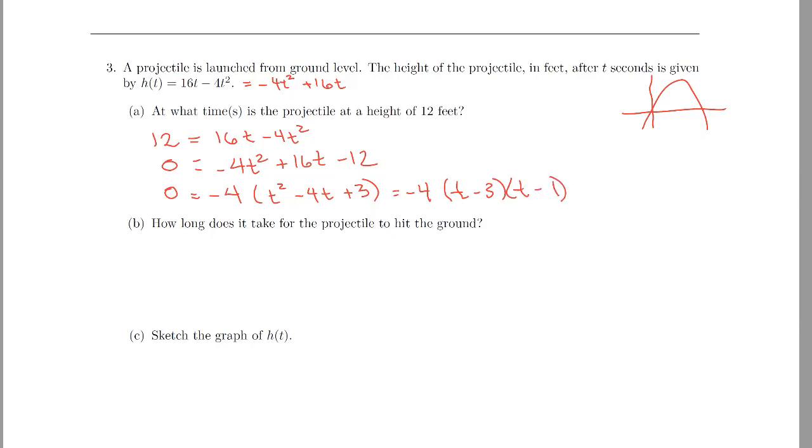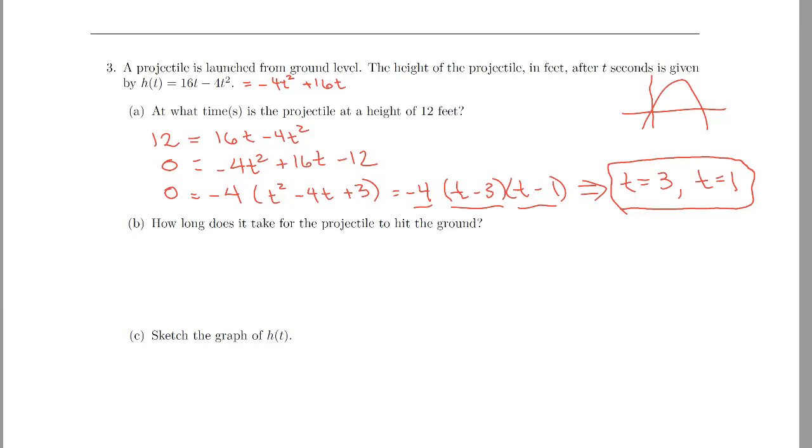At what time, or times, is the projectile at a height of 12? The answer is, obviously, negative 4 is never going to equal 0, so I leave that alone. T minus 3 equals 0 is t equals 3, and t minus 1 equals 0 is t equals 1. These are the times where my projectile is at a height of 12 feet.